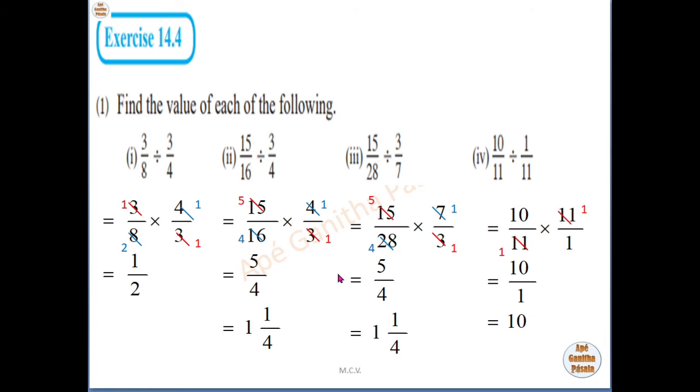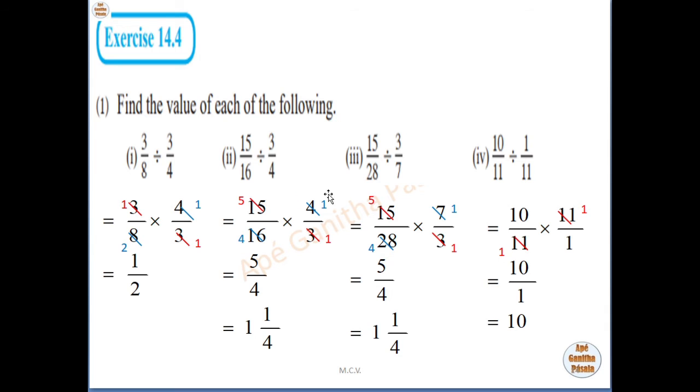3 divided by 3, 1. 15 divided by 3, 5. Can you see this blue color one? I have cut using blue color. Both can be divided by 4. 4 divided by 4, 1. 16 divided by 4, 4. After simplifying numerators and denominators, the next step is multiplying numerators together and multiplying denominators together.